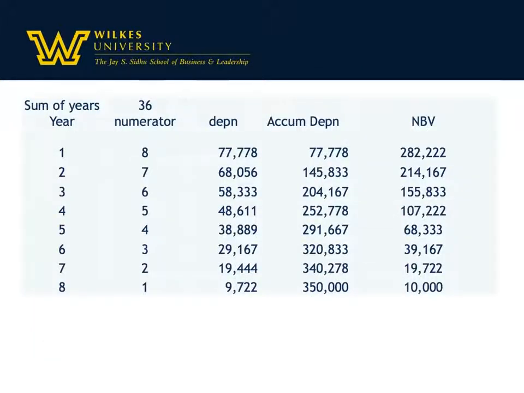Now, this sum of the year's digits is not done for the partial year. I'm going to show you how to do that in a minute. First thing is, it's an accelerated rate, meaning there's more depreciation the first year than the second year, than the third year, etc. And the amount of depreciation decreases. You have basically pushed it up front or accelerated the depreciation.